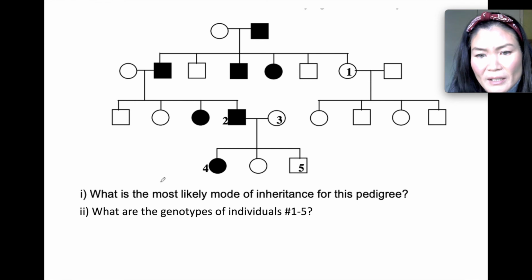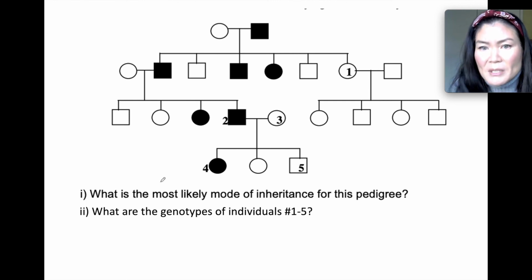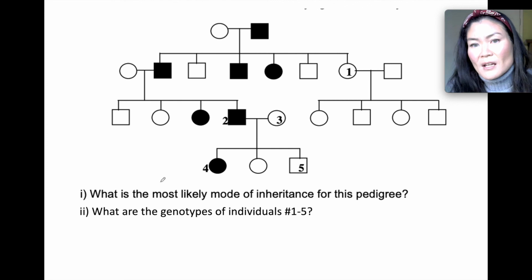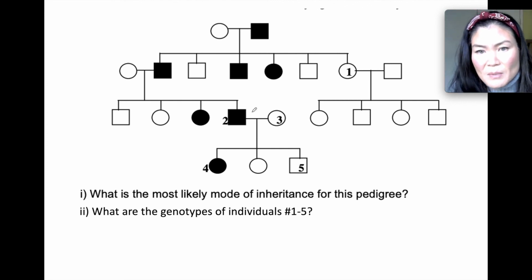What is the most likely mode of inheritance for this pedigree? You guys remember what I said? It's going to be recessive if the parents do not have it, but some of the kids do. It's going to be dominant if at least one parent has it and then the kids have it. So to me, this is going to be a dominant situation. So I'm going to go with dominant.